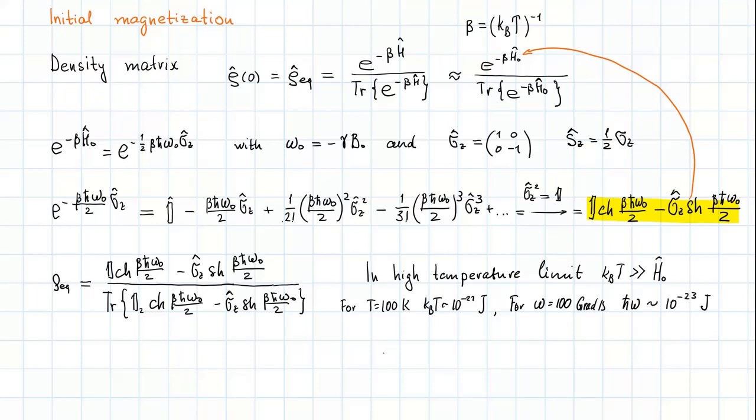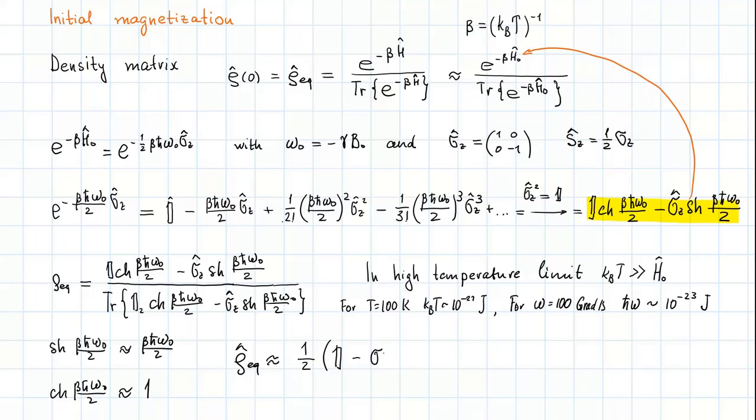This allows me to use β ħ ω0 divided by 2 instead of the sine function of β ħ ω0 divided by 2, and 1 instead of the cosine function. Taking into account that the trace of a unit 2 by 2 matrix is equal to 2, and the trace of σz is equal to 0, I obtain ρ equilibrium is equal to 1/2, multiplied by 1, minus σz multiplied by β ħ ω0 divided by 2.